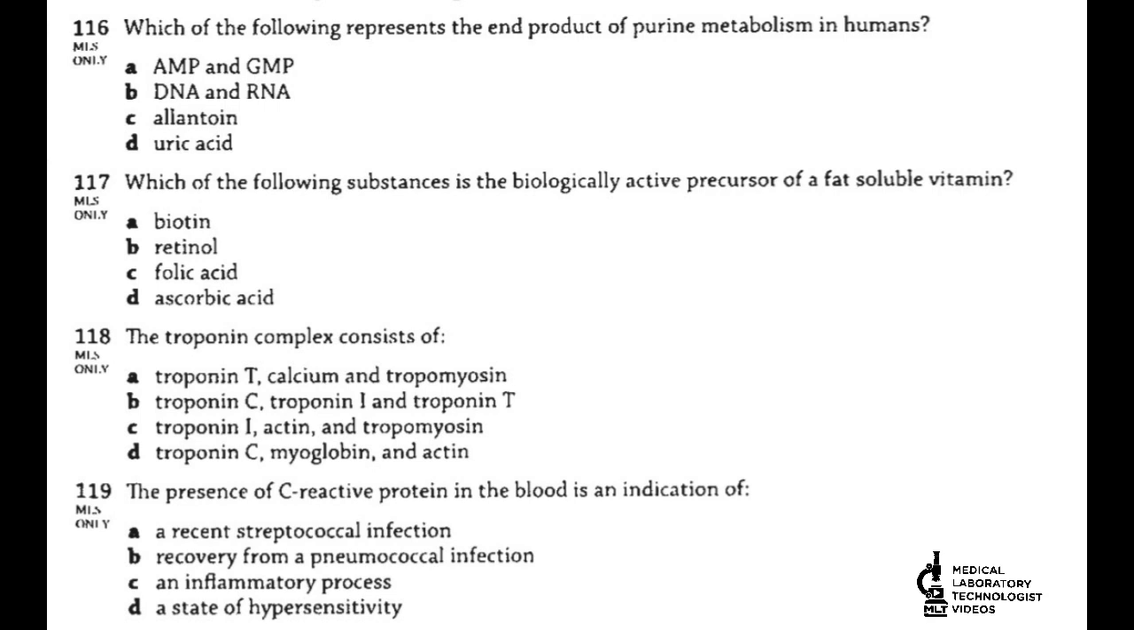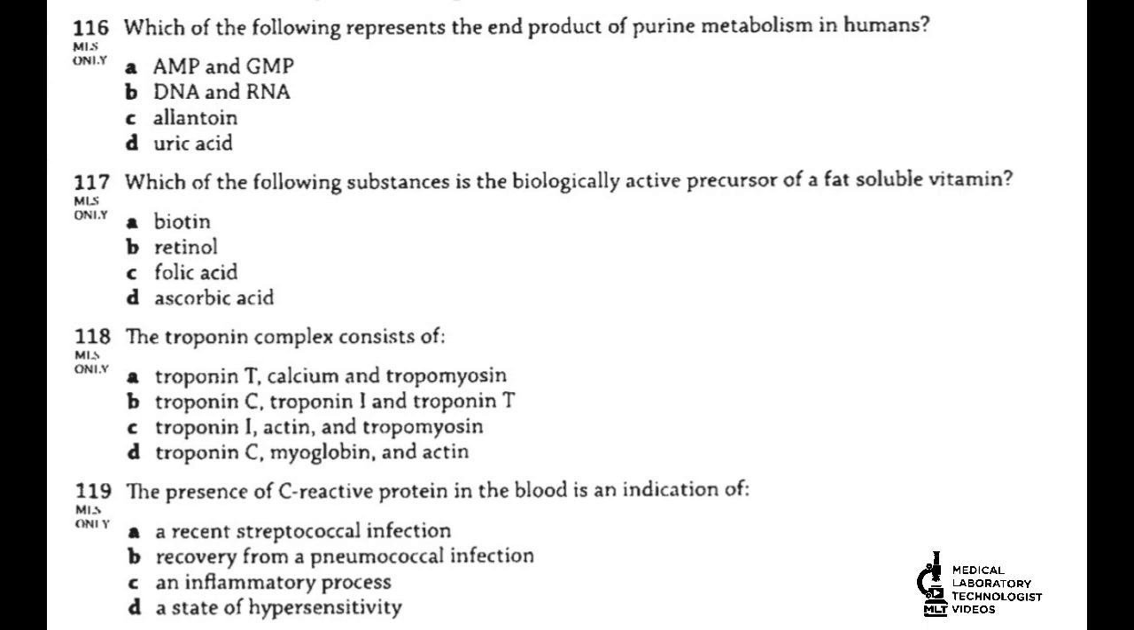Next question is question number 117. Which of the following substances is the biologically active precursor of a fat soluble vitamin? Option A, biotin; option B, retinol; option C, folic acid; option D, ascorbic acid. And the answer is option B. Retinol is one of the biologically active forms of fat soluble vitamin A.